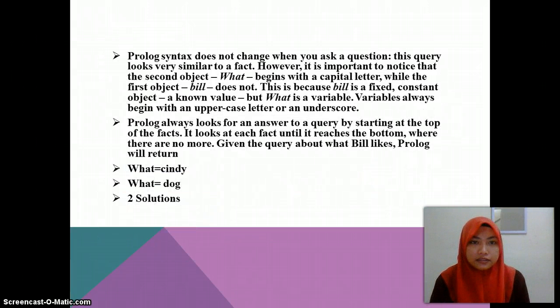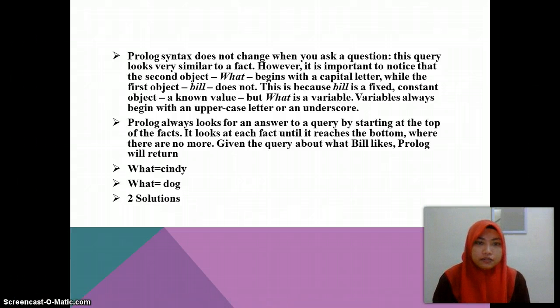Prolog syntax does not change when you ask a question. This query looks very similar to a fact. However, it is important to notice that the second object, What, begins with a capital letter, while the first object, bill, does not. This is because bill is a fixed, constant object, a known value, but What is a variable. Variables always begin with an uppercase letter or underscore.